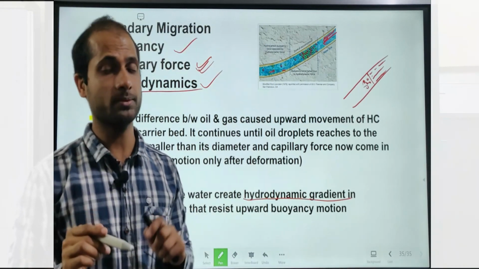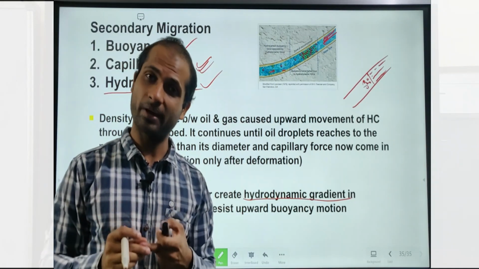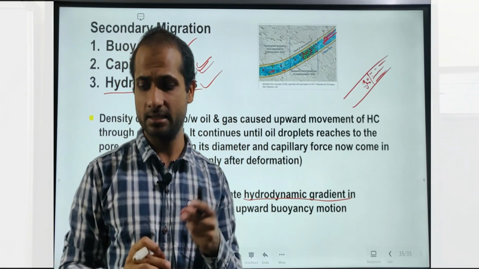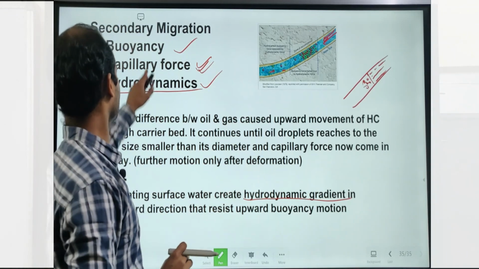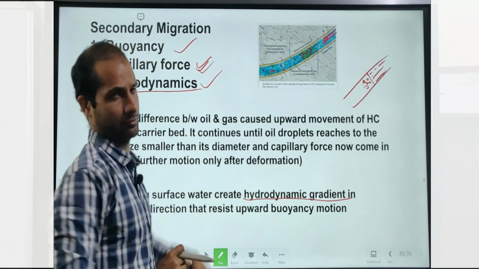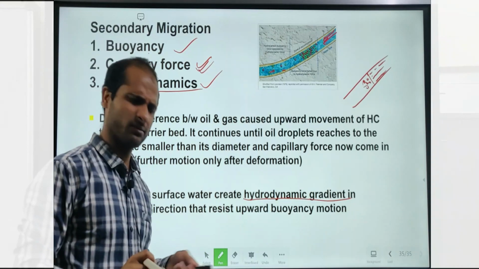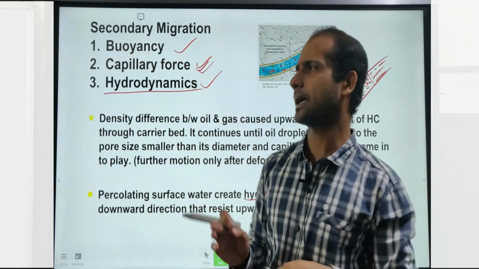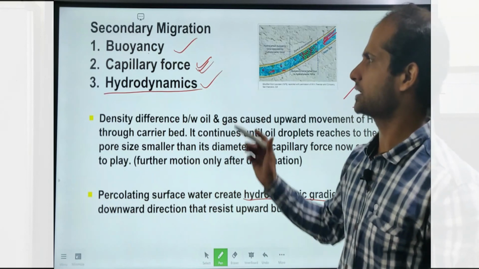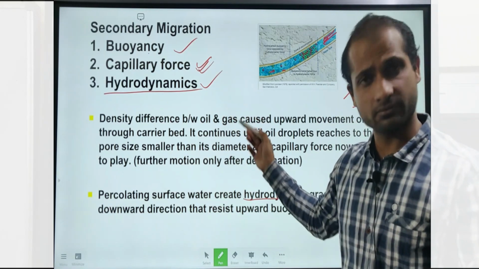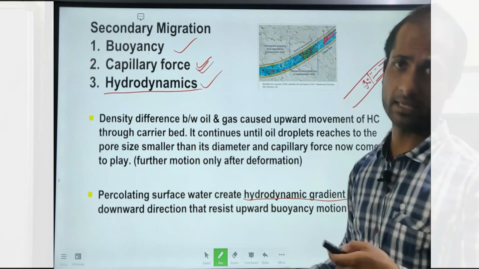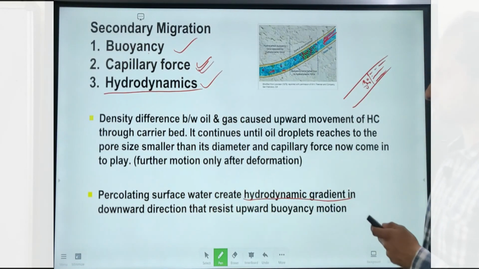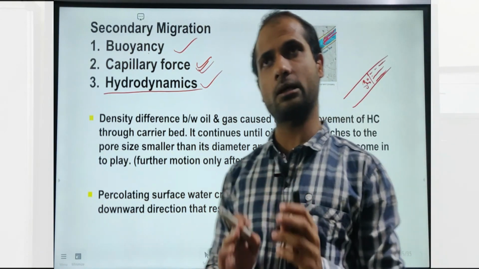For primary migration, the main factors are compaction and microfracturing, whereas for secondary migration, the main responsible factors are buoyancy and capillary forces. Apart from that, you can write hydrodynamics, but hydrodynamics doesn't have much role. In some books they also write density differences. Density differences again come under buoyancy, so I have not mentioned that, but you can mention that also. So this is all about the migration.